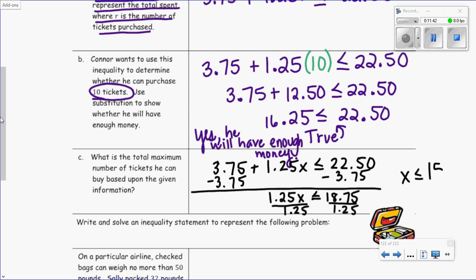Did you get x is less than or equal to 15? Okay, very good. So he has to have less than or equal to 15 tickets. He can buy 15 tickets. He cannot buy more than that.